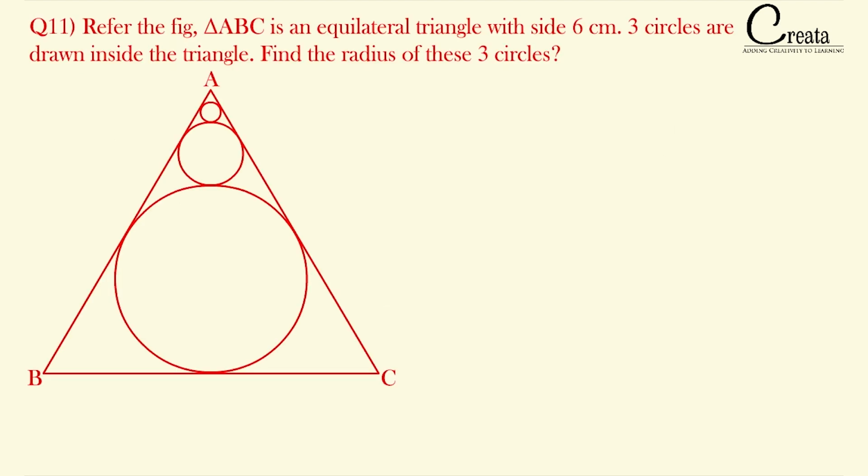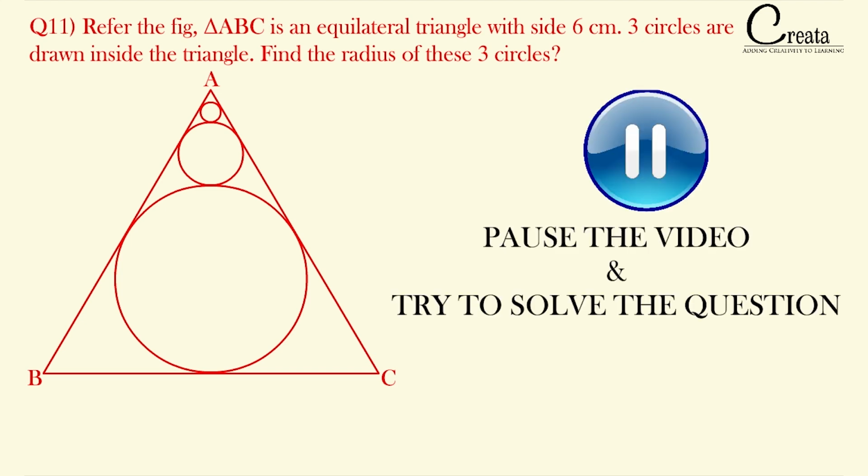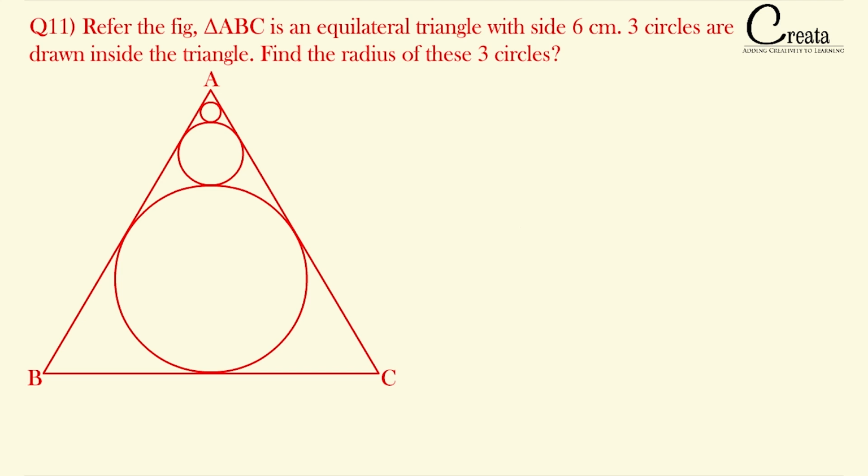The next question is, refer the figure, triangle ABC is an equilateral triangle with side as 6 cm. 3 circles are drawn inside the triangle. Find the radius of these 3 circles. This question is very important question. It involves the fundamental of equilateral triangle as well as the fundamental of the incircles. Based on this concept, we will take 4 to 5 questions because these types of questions are generally asked in the competitive exam. In the end of this question, we will also do some tricks related to these equilateral triangles.